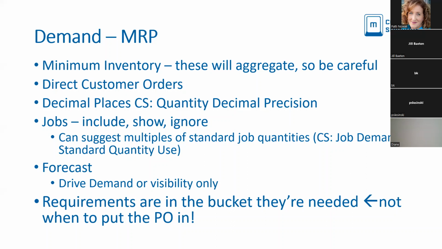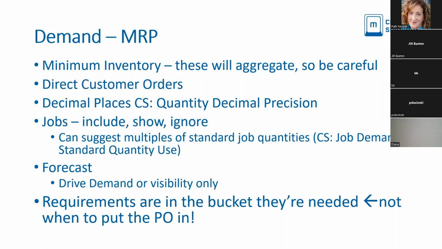For example, if you sell apple pies and you put a min inventory on the flour, the dough, and the pies, Plex is going to add up all those mins and it's going to make some big recommendations that might not necessarily be real. Let's talk about direct raw material sales.